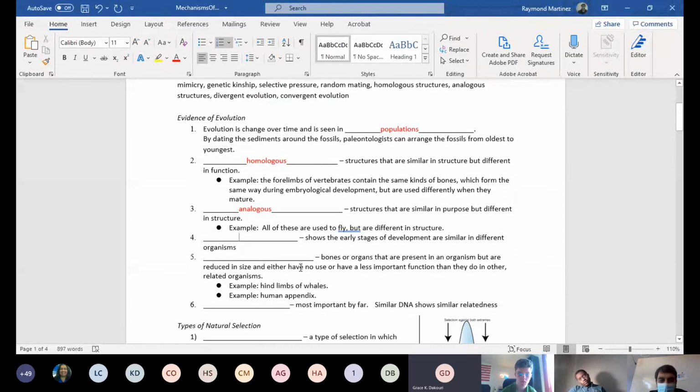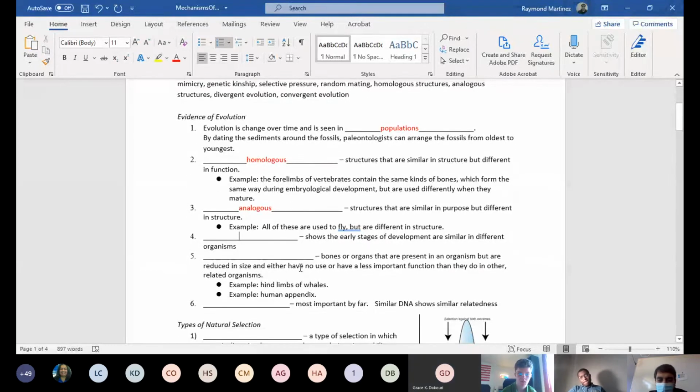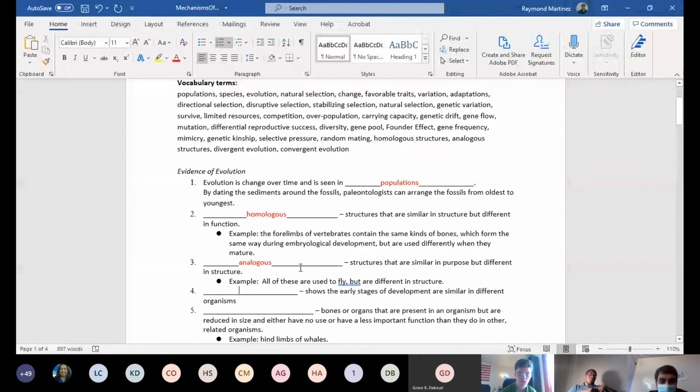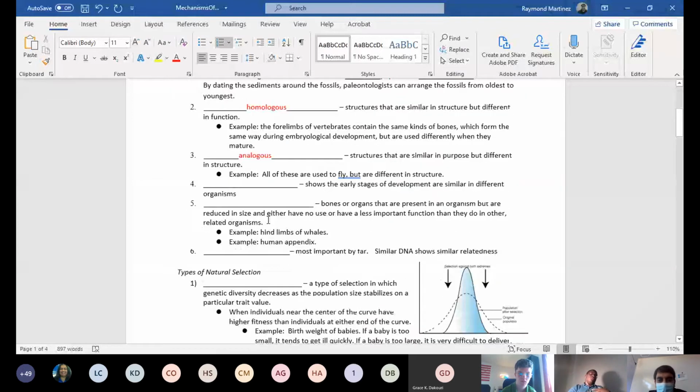Okay, number 4, we talked about early stages of development. I don't think I put this one in the keywords. But shows early stages of development similar in different organisms. We talked about embryology, right? We saw the embryos and how they were very, very similar in appearance, kind of point to a common ancestor.